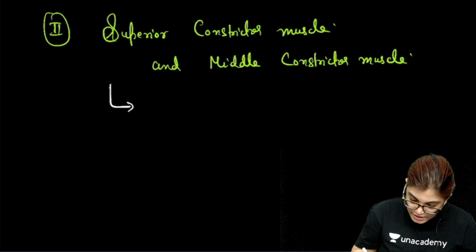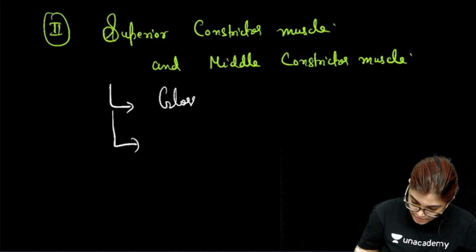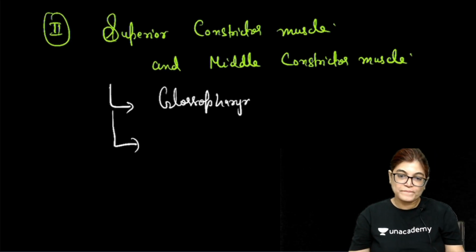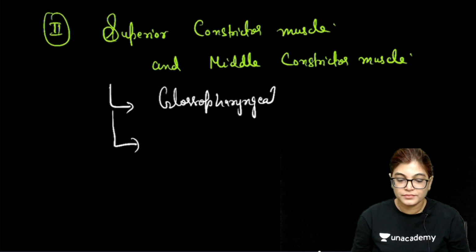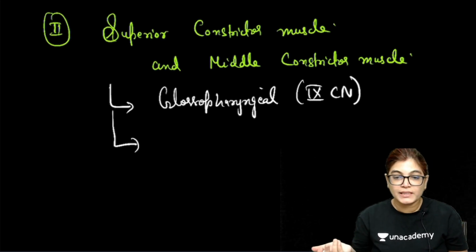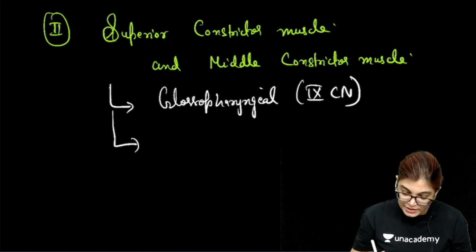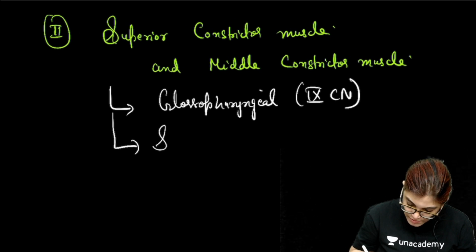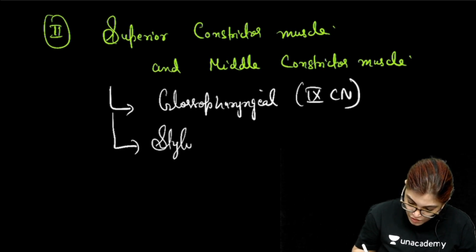The nerve is the glossopharyngeal nerve, and the muscle which is supplied by the glossopharyngeal nerve, as you must be knowing, is the stylopharyngeus muscle.